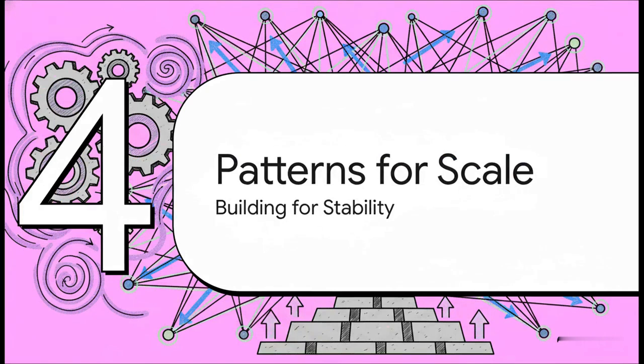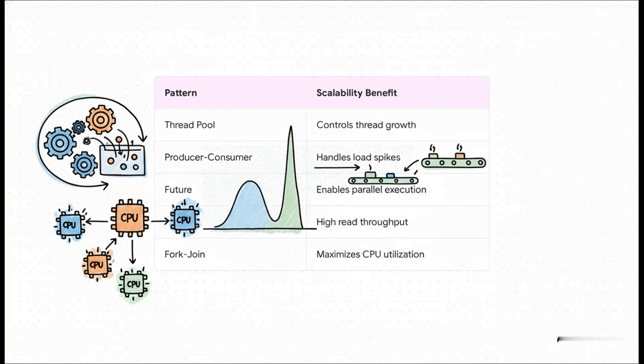Okay, so we've been deep in the weeds on 3 specific patterns. Now let's zoom out and look at the big picture. Because using these patterns isn't just about fixing little bugs, it's about fundamentally architecting your systems for scale and stability right from the very beginning. You can see the direct link right here. A thread pool gives you control over thread growth. Producer-consumer is your go-to for handling load spikes. You can even see some others, like fork-join, which is all about breaking a massive task into tiny pieces to max out all your CPU cores. Each pattern is a specialized tool for a very specific scaling challenge.